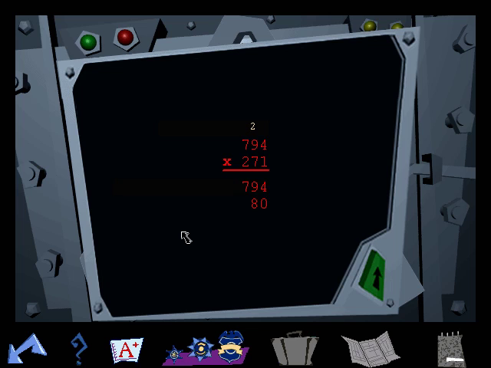9 times 7 equals 63 plus 2. 7 times 7 equals 49 plus 6 equals 45. No, something's not right. 4 times 7 equals 7, 14, 35 minus, oh, it's 28, my bad. 9 times 7 equals 63, plus 2 equals 65, 7 times 7 equals 49. That's the same answer I got. No.